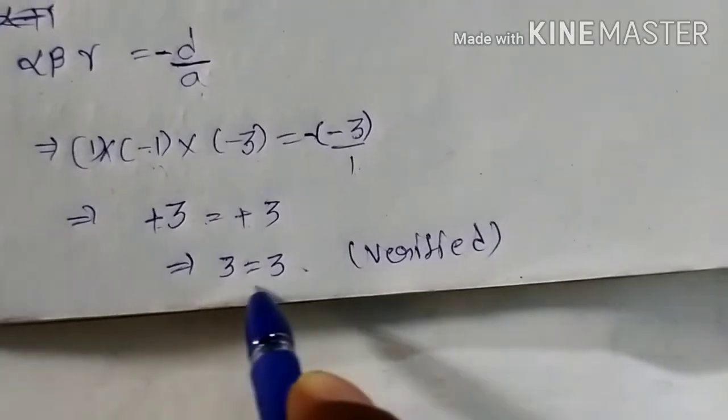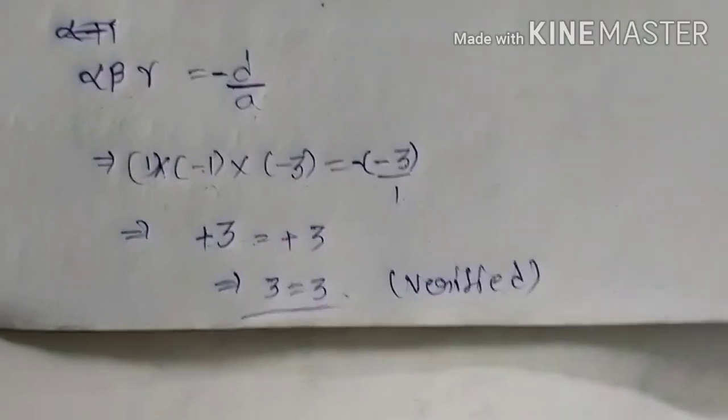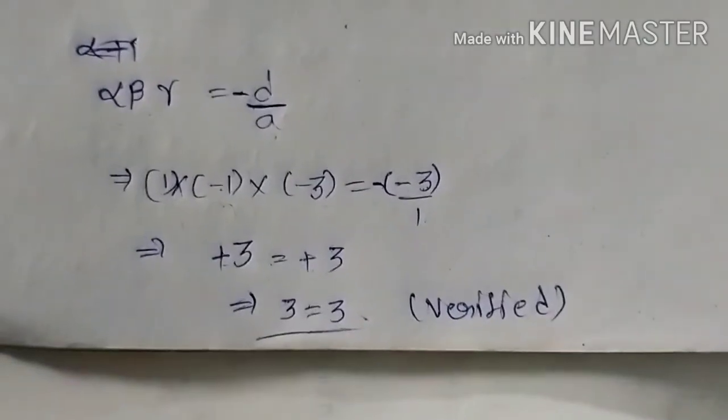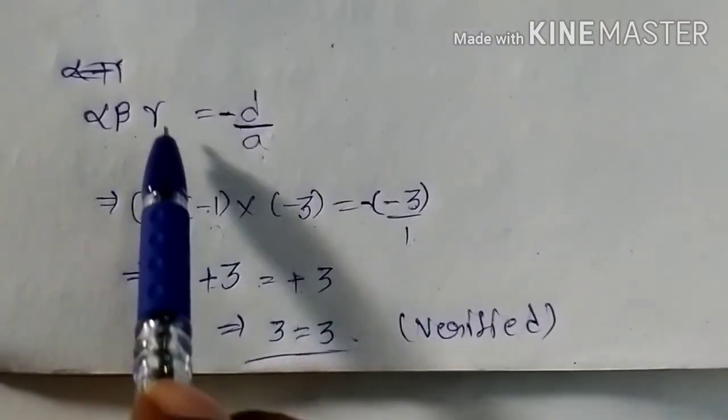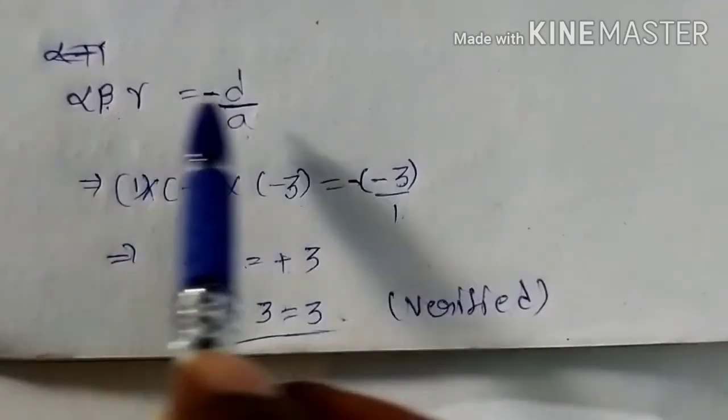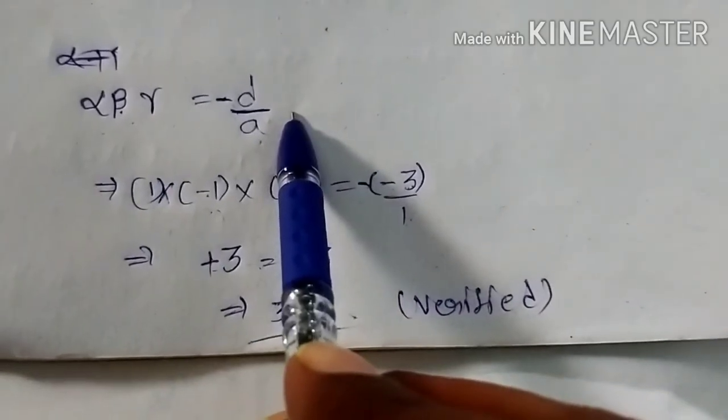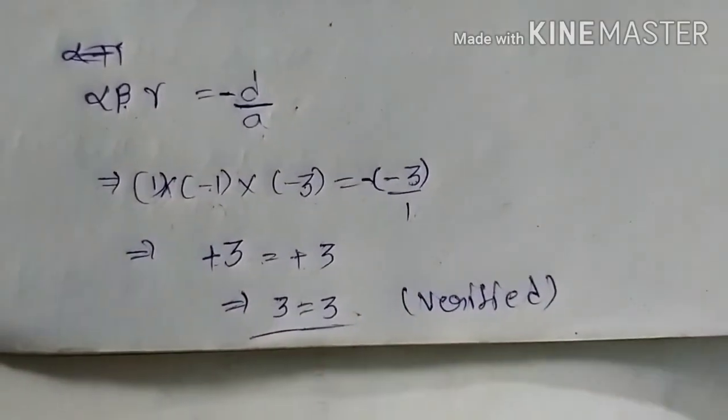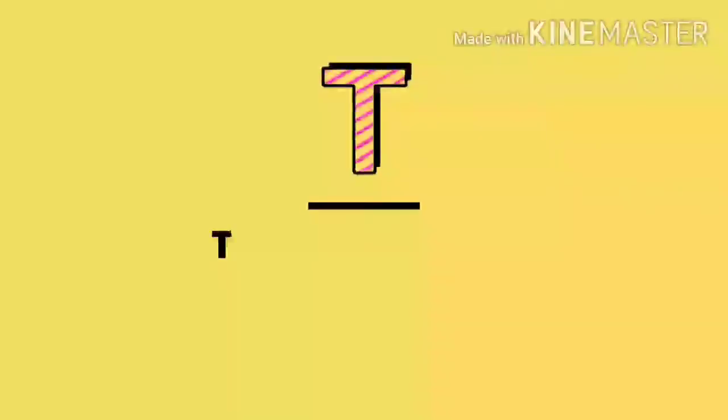This is your solution. You just need to verify the relationship between zeros of the polynomial and coefficients of the given polynomial.